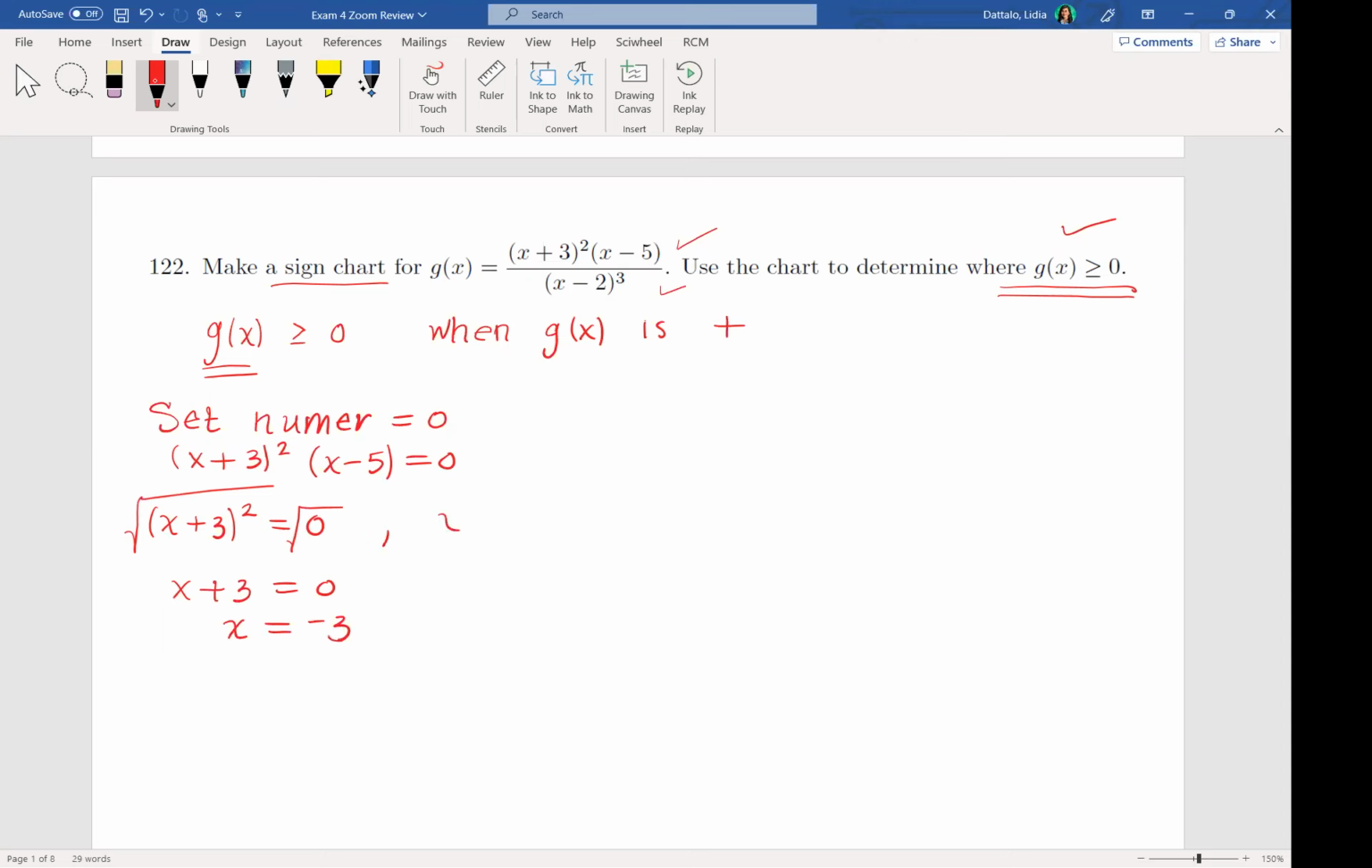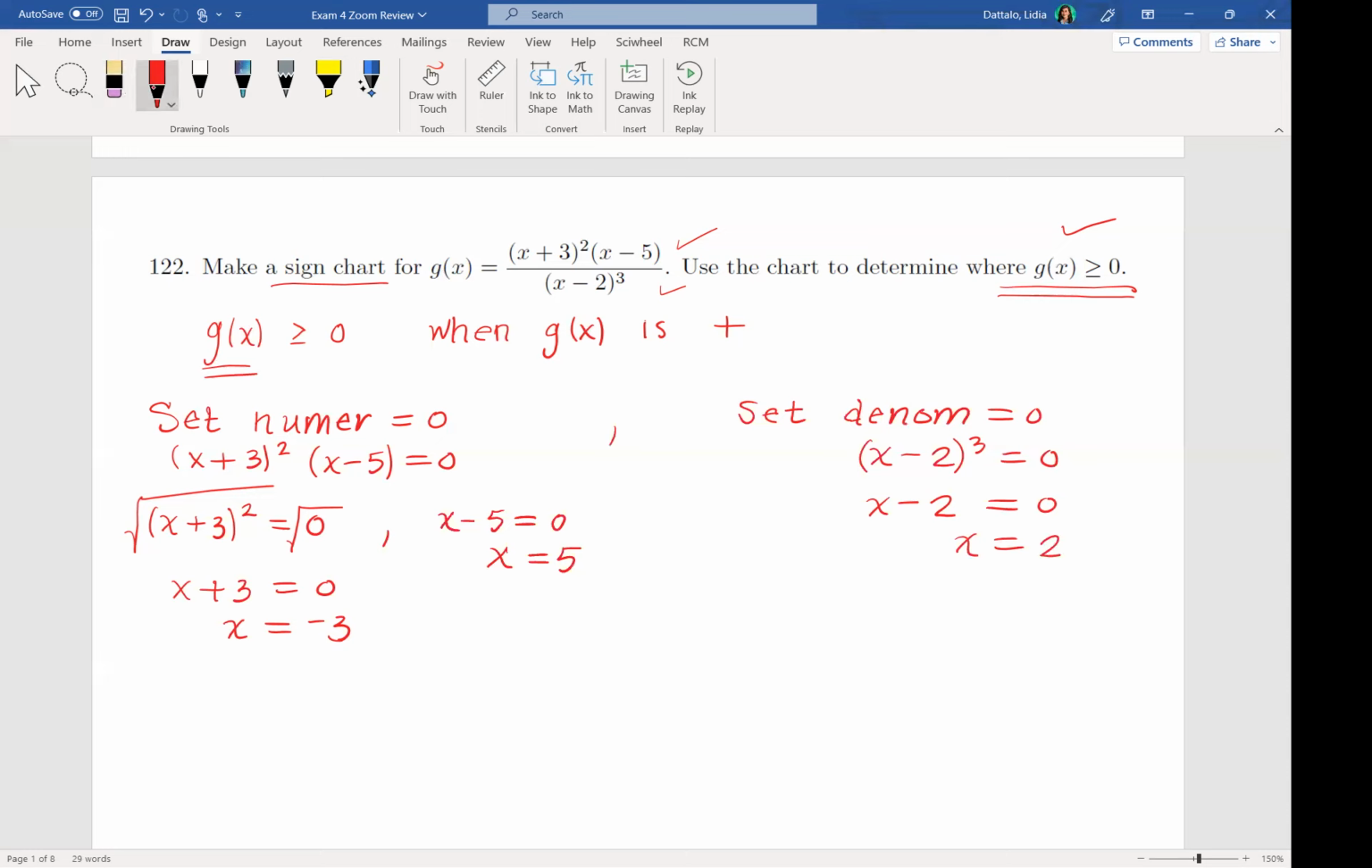And then we do the same thing over here. x minus 5 equals 0. x equals 5. Now, the next thing we got to do before we set up our sign chart, we have to set the denominator equal to 0. That means (x minus 2) to the third equals 0. I take the cube root of each one, then I get x minus 2 equals 0. x equals 2.